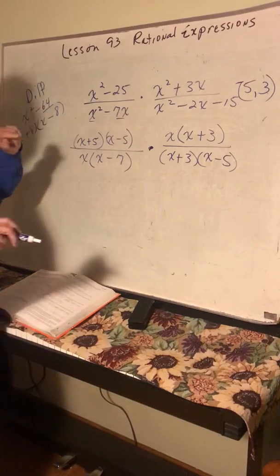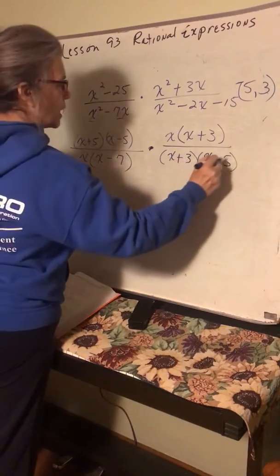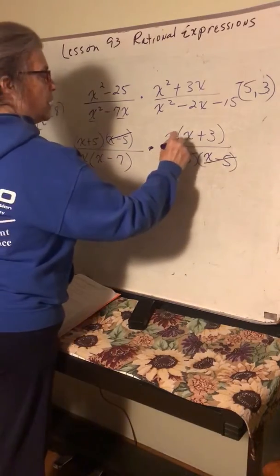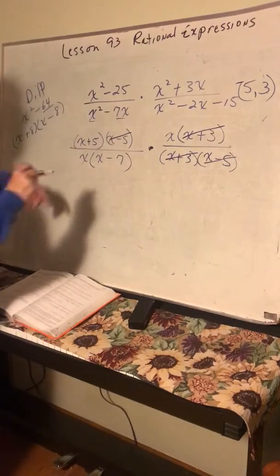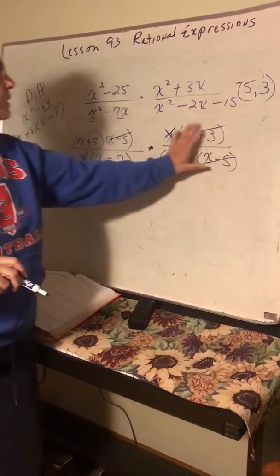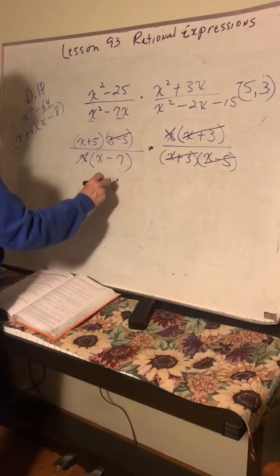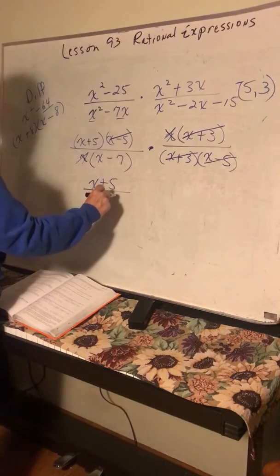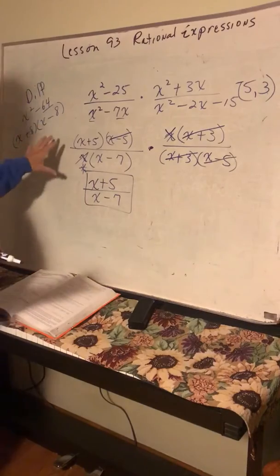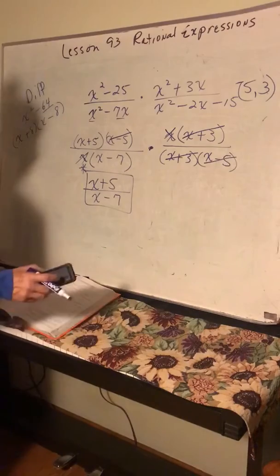What we need to do is cross out numerator and denominator where we have the same. We have x minus 5 and x minus 5. We have x plus 3 and x plus 3 here. We have an x here and an x here. So we have eliminated this whole part, and all we have left is the x plus 5 and x minus 7. And that is the answer. That's as far as you can go. These look a lot worse than they are. They're not that hard. Okay, let me do another one for you.